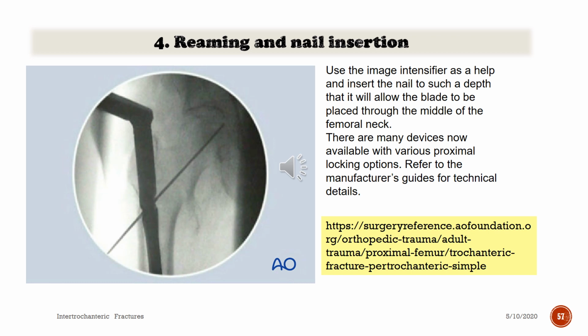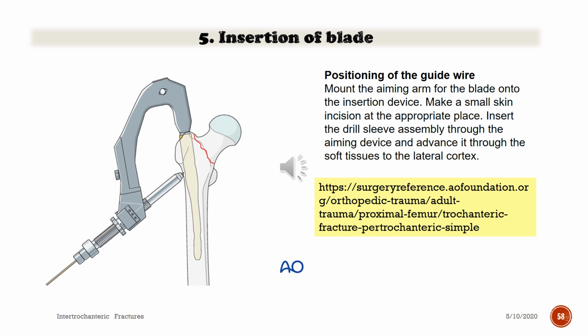Positioning of the guide wire. Mount the aiming arm for the blade onto the insertion device. Make a small incision at the appropriate place. Insert the drill sleeve assembly through the aiming device and advance it through the soft tissues to the lateral cortex.